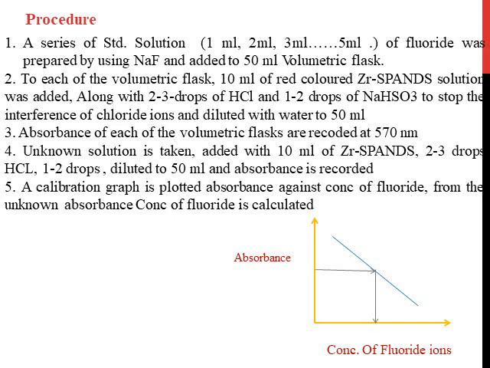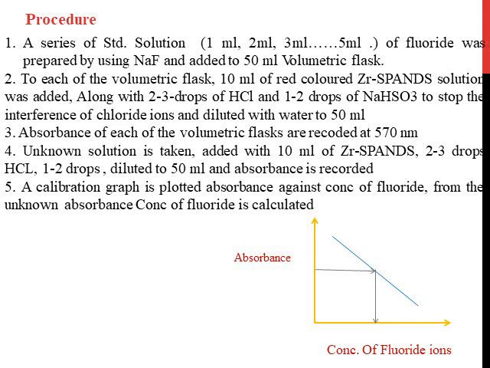So the unknown solution is taken, added with 10 ml of zirconium spandas solution and 2 to 3 drops of HCl, followed by 1 to 2 drops of sodium hydrogen sulphide, diluted to 50 ml, and the absorbance is recorded. A calibration graph is plotted. Now let us say this is the absorbance of the unknown test solution.